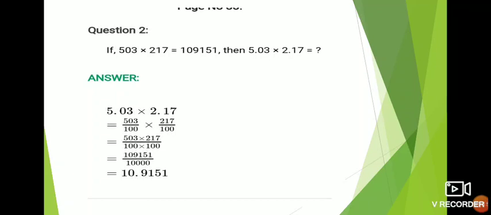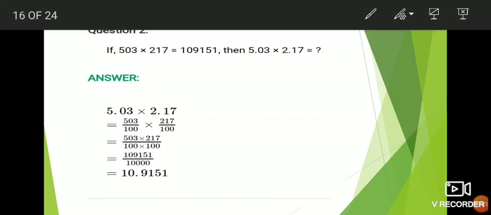Okay, the next question is also like this only. Whatever we learned in the first example, the same question pattern is repeated here, that is 503 into 217 is equal to 1,09,151. Then what will be the answer of 5.03 into 2.17? So the same method we have to use here. At the denominator, after the point 2 and 2, means 4 digits are there, so we have to write 4 zeros at the denominator, and the multiplication of 503 into 217 is already given, 1,09,151.